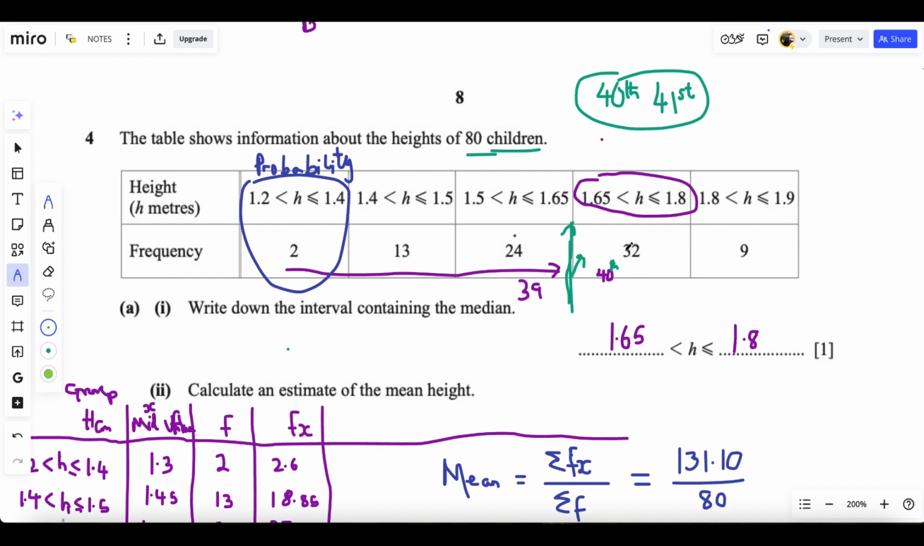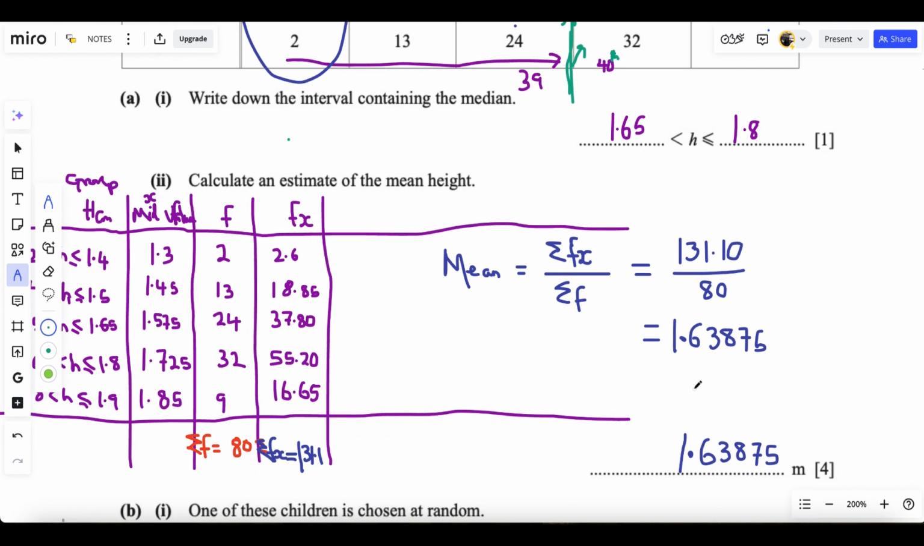They are in this frequency. The next number in this frequency makes the 40th, and the second next one is the 41st. So the group where the median will fall is this group, which is H is less than or equal to 1.8 and greater than 1.65. That's it. We move on to the next one.